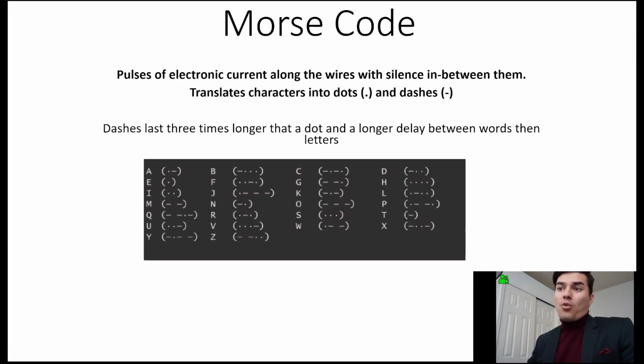Morse code. So with Morse code, you need to know that it uses pulses of electronic current along the wires with silence in between them, and it translates characters into dots and dashes. Now, dashes last 3 times longer than a dot and there is a longer delay between words than letters. Here's what the Morse code looks like.